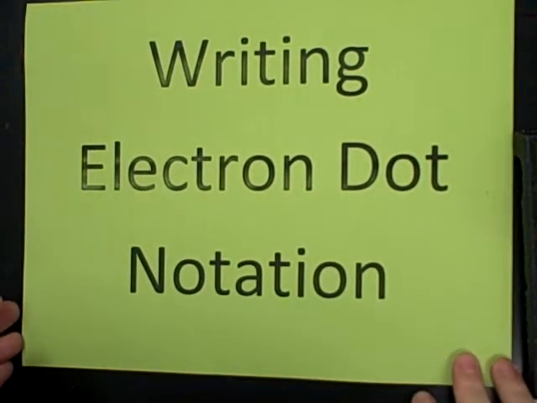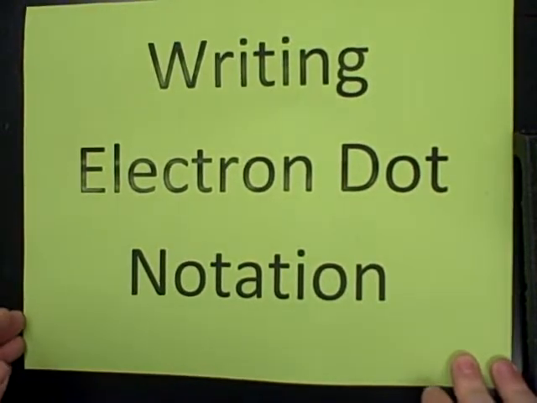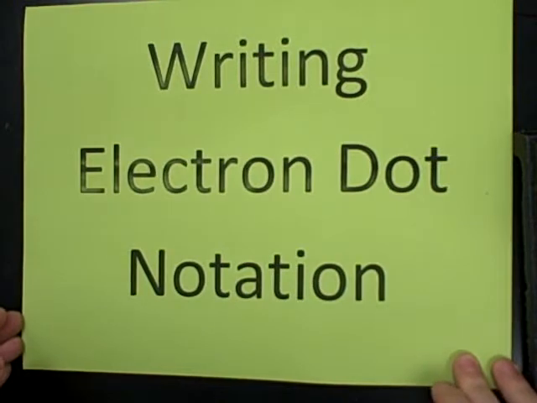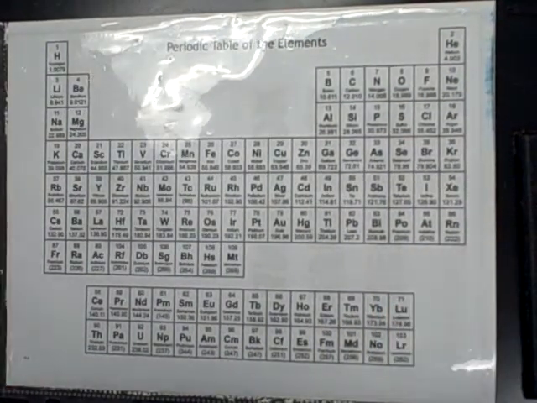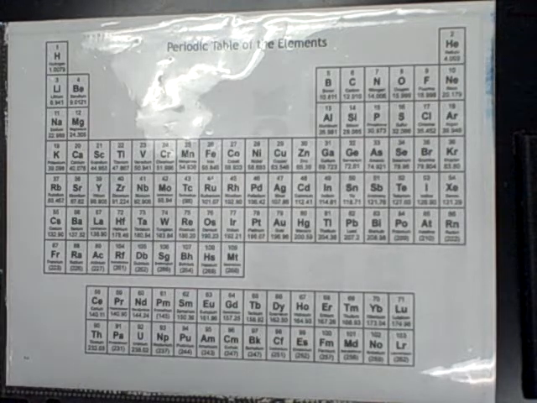The electron dot notation of any element is a quick way to see how many valence electrons an element has. The first step in writing the electron dot notation is to look up how many valence electrons an element has. And we can do that by looking at the group number of the element on the periodic table.